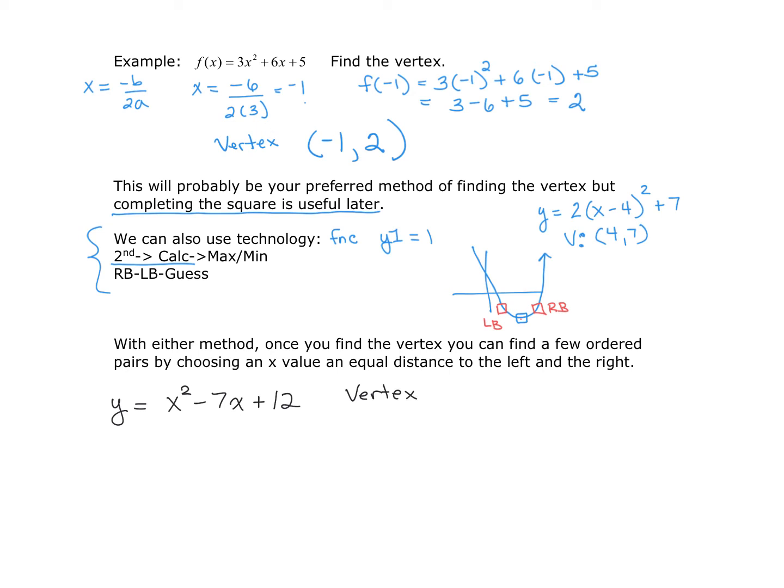So I'm going to use x equals negative b over 2a. So in this case, 7 over 2 times 1, or 3.5. And then I will find my y value if my x value is 3.5. So 3.5 squared minus 7 times 3.5 plus 12. In this particular case, I get negative 0.25.